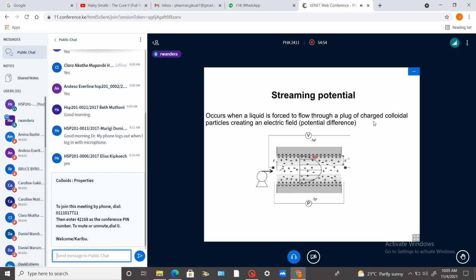In this case, you force the liquids to move through a plug of colloidal particles to generate a potential difference. So this is the reverse of electroosmosis. In electroosmosis, the liquid moves as the result of an applied potential difference. But in this case, you're actually forcing the liquid to move so that you can generate a potential difference.